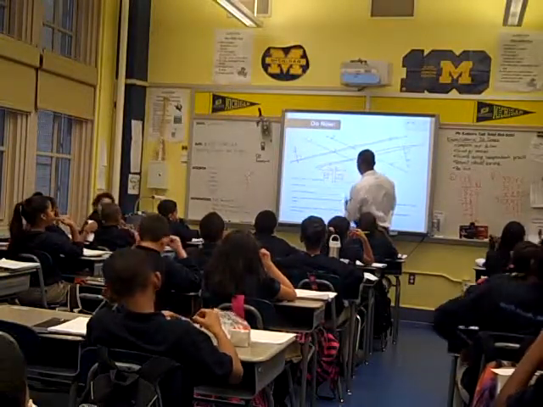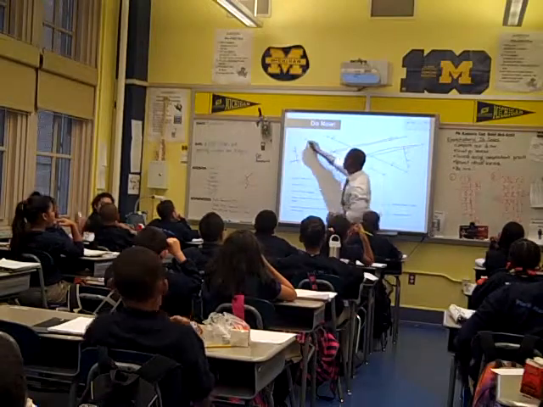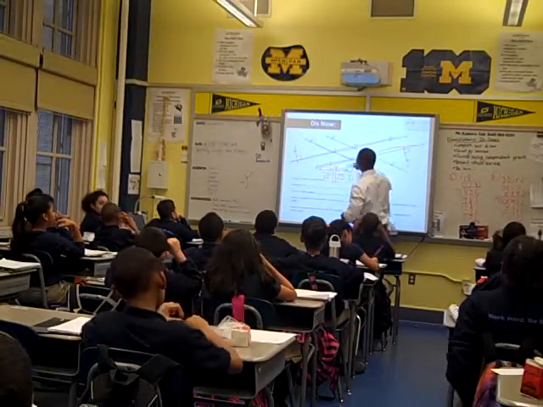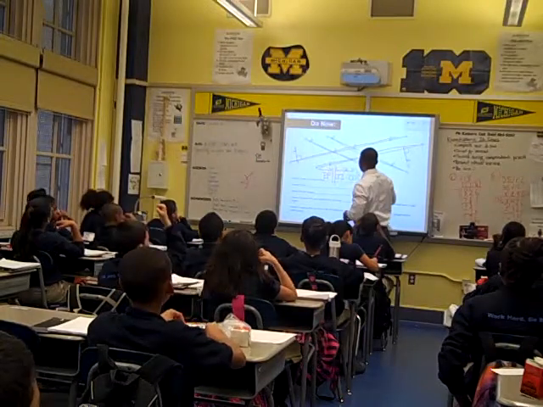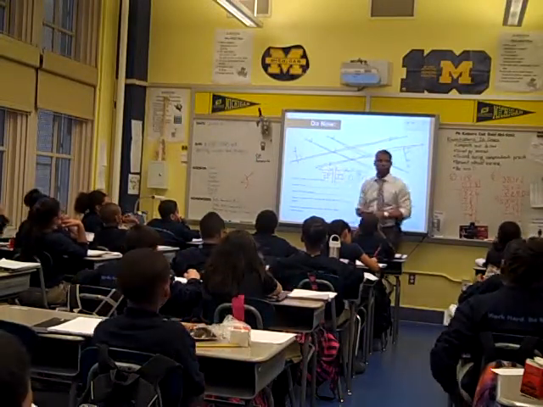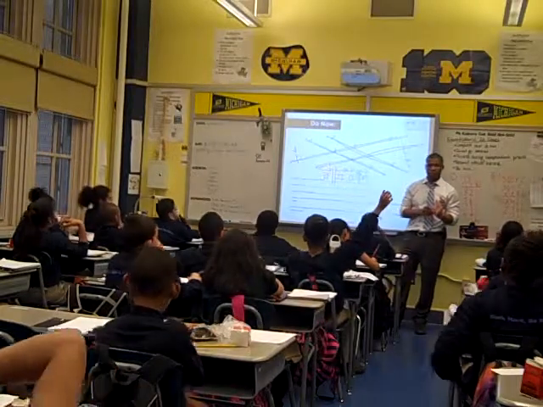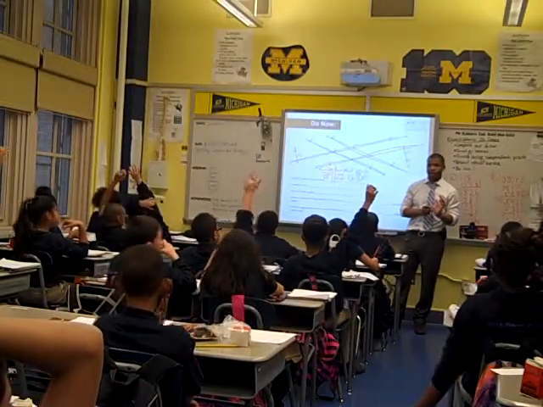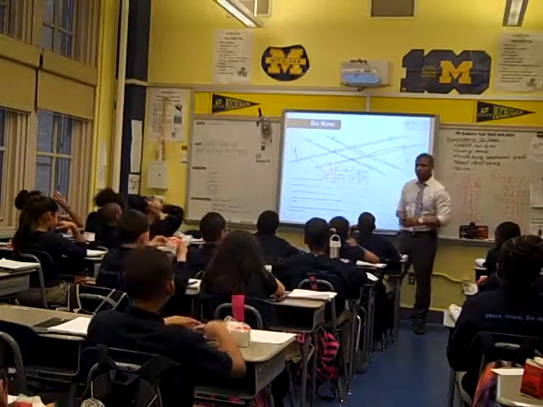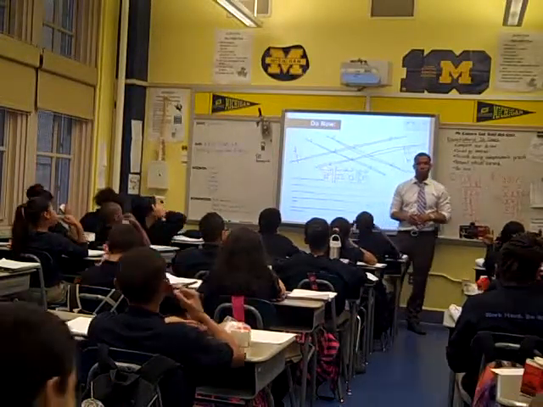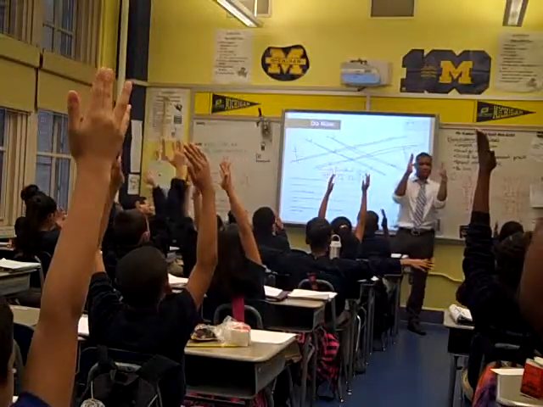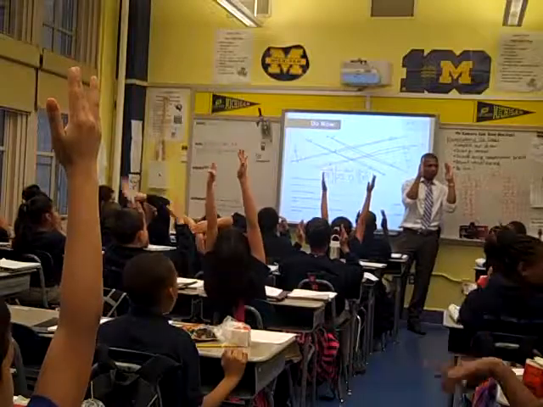She says CL. Hold on. CL is parallel to DM. What does parallel mean? Who can tell me what parallel means? Devin. They never ever cross. Everybody show me the parallel symbol with your hands. They're lines that never ever cross.